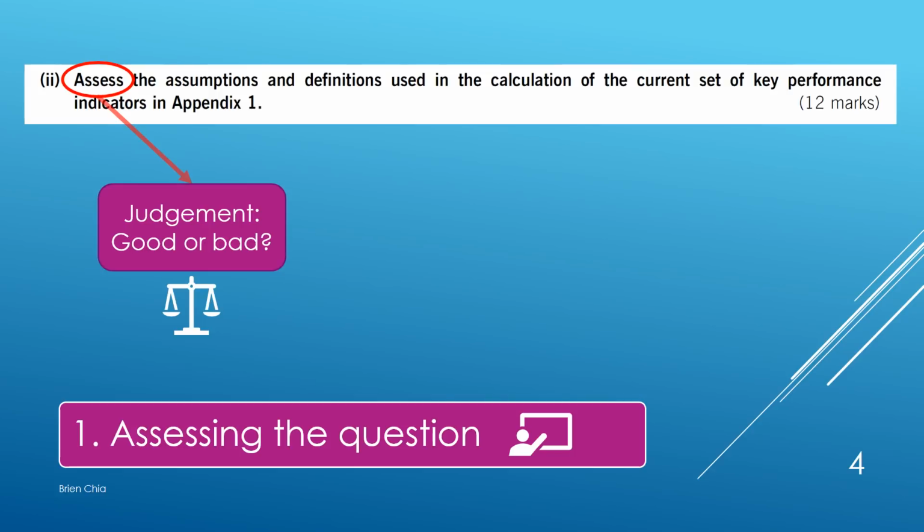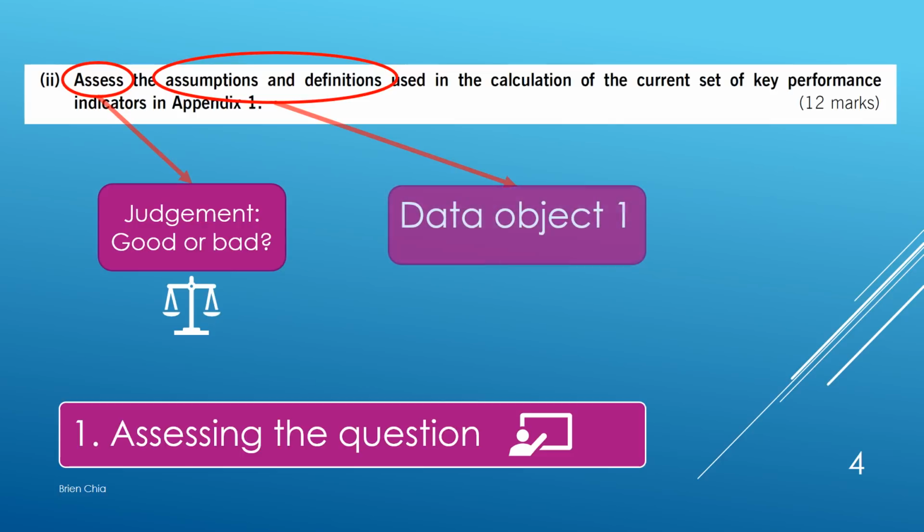Is it good? Is it bad? Is it relevant? Is it reliable? It's slightly different from evaluate because assess has an element of judgment here. The second part of the question is we're going to look at assumptions and definitions. When these assumptions and definitions apply, this is a data object. That means we are going to be searching for this inside the question scenario. So now that we know what the question looks like, we're going to move on to our next step.